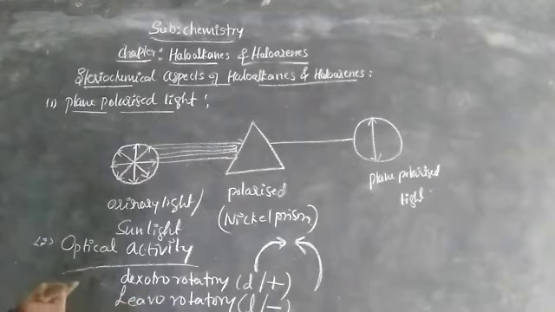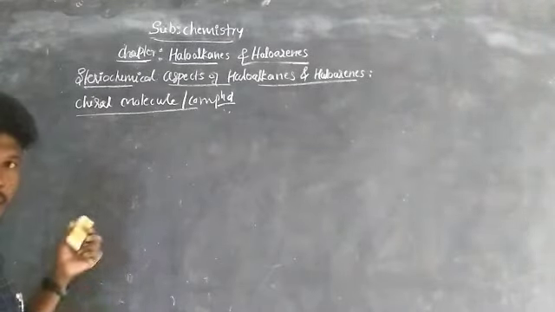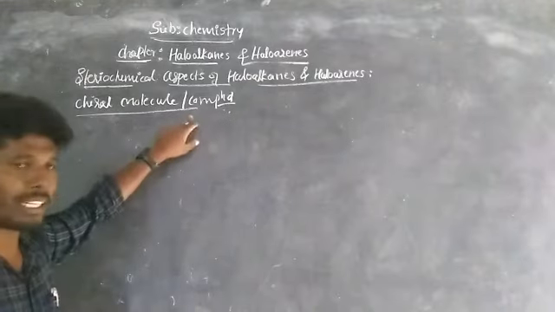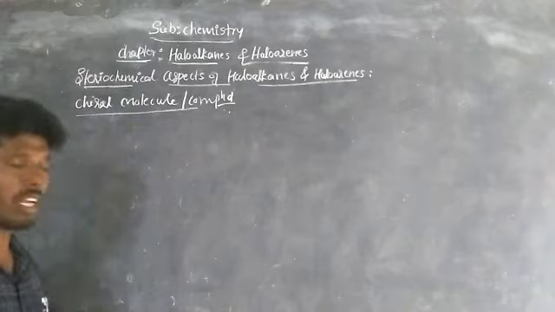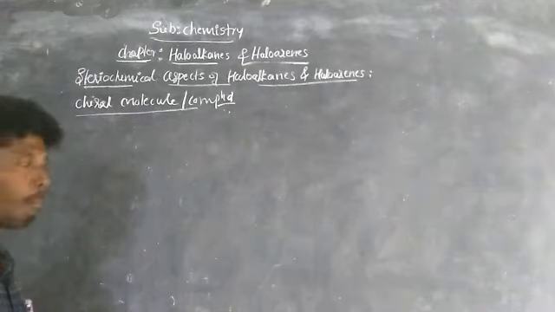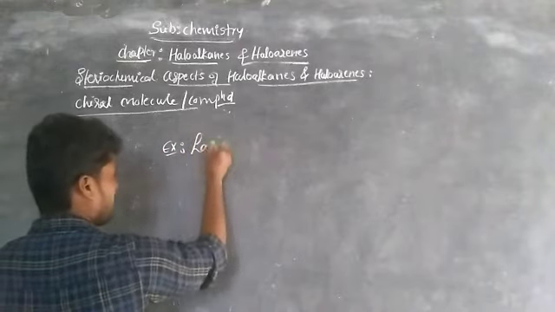Then the next one is a chiral compound or chiral molecule. It is defined as a compound containing 4 different groups or atoms, called a chiral molecule or chiral compound. So, for example, lactic acid.